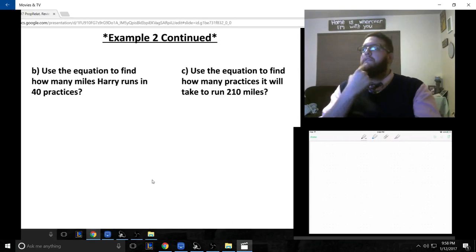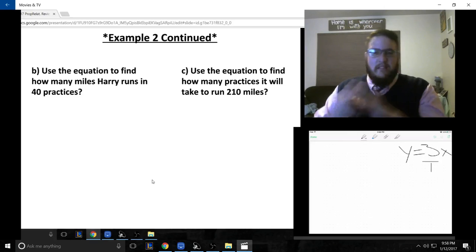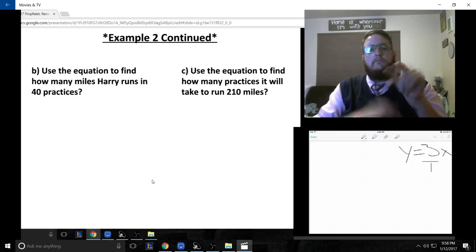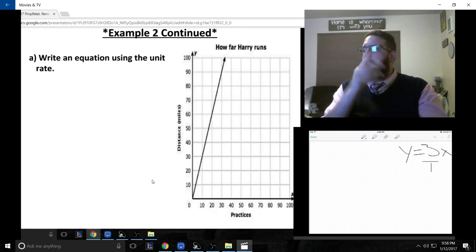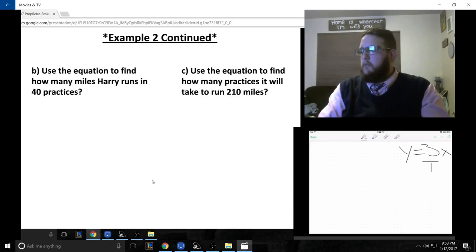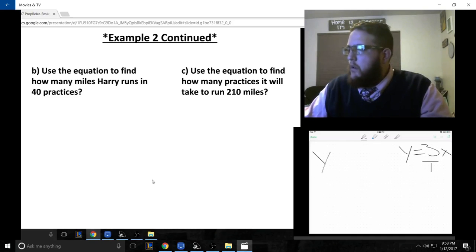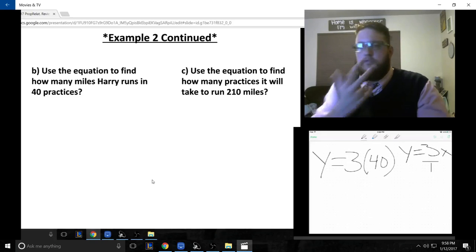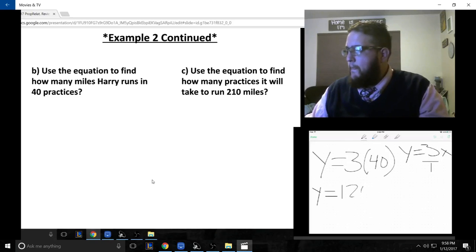The next question says, use the equation to find how many miles Harry runs in 40 practices. So I'll write our equation up here, y equals 3x, or 3 over 1x. So, first we have to determine what we will be substituting in for 40. 40 practices, as we saw, is located on the x-axis. Practices is the x label. Therefore, we'll substitute the 40 in for x. So instead of y equals 3x, we'll write y equals 3 times 40.